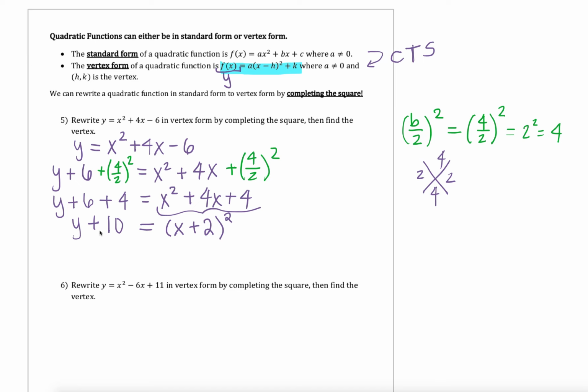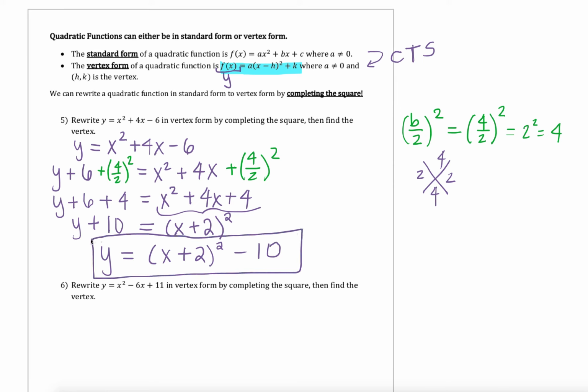So now that we've simplified the left-hand side and factored the right-hand side, instead of applying a square root, we just want to get y by itself. So I'm going to subtract 10 over, and I'll get x plus 2 squared minus the 10. And this is our vertex form that we were after. And now that we have it in vertex form, we can actually identify what the vertex is using those transformations and remembering that for any quadratic in vertex form, that vertex is always h comma k. So why don't you guys pause the video and identify the vertex for example 5.